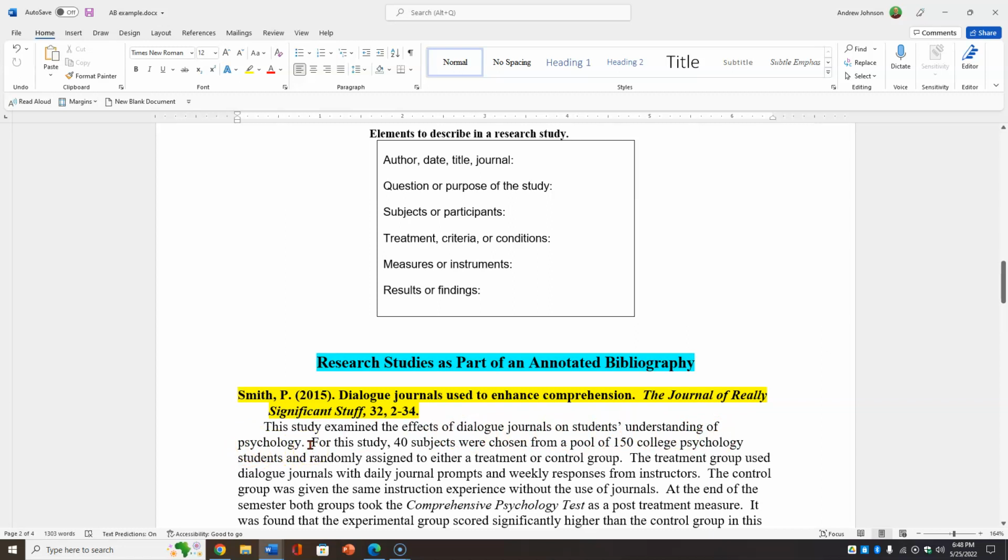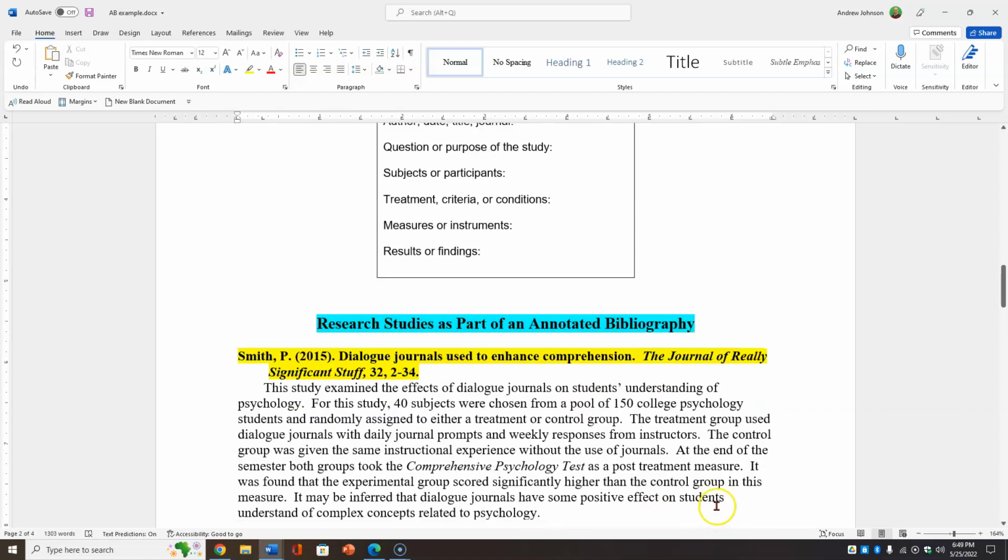You must tell us about the subjects or participants. For this study, 40 subjects were chosen from a pool of 150 college psychology students randomly assigned to either treatment or control group. Treatment criteria or conditions: the treatment group used dialogue journals with daily journal prompts, weekly response. The control group was given the same instructional experience, without the use of journals. So there's a simple sentence that gives me the basics of what the treatment group was and the control group.